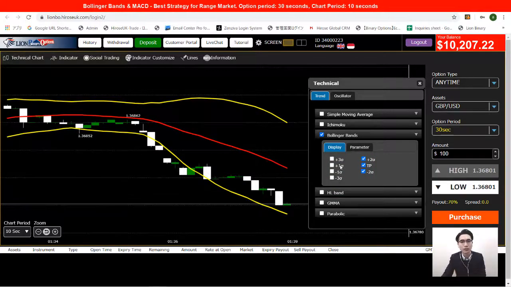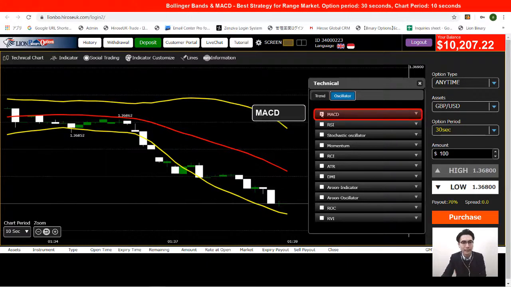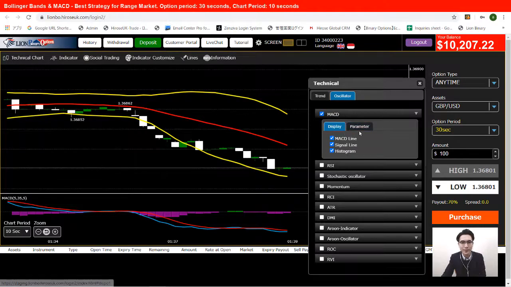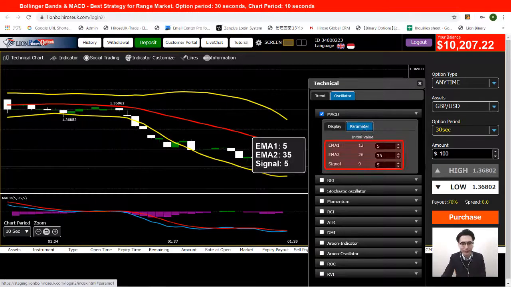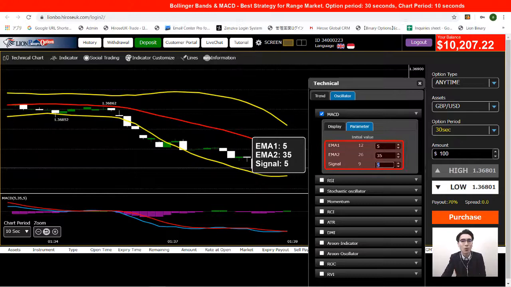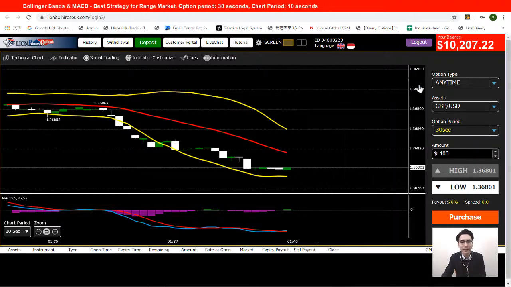So next we will go to oscillator. I will select the MACD. Now we open the drop down for MACD. Click on it. Now go to parameter, and we'll change the parameter. EMA1 is 5, EMA2 is 35, signal is 5. So again, EMA1 is 5, EMA2 is 35, signal is 5. Now the indicator is set, and we can close this window.